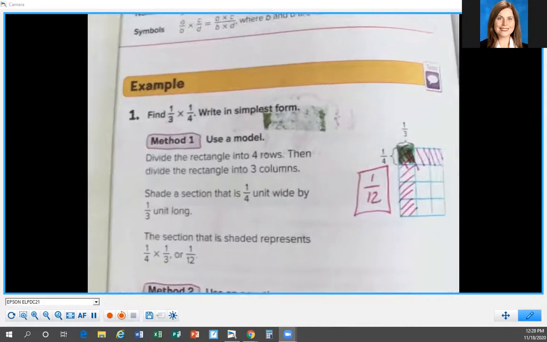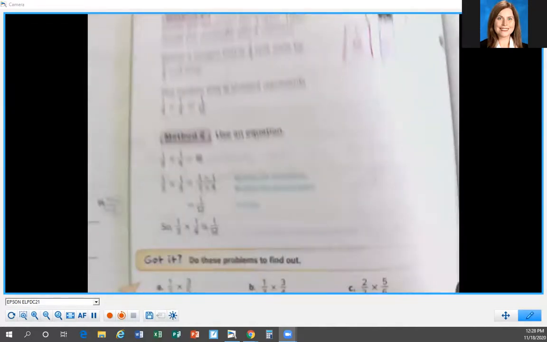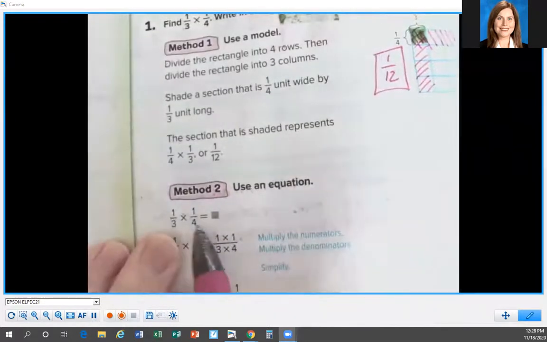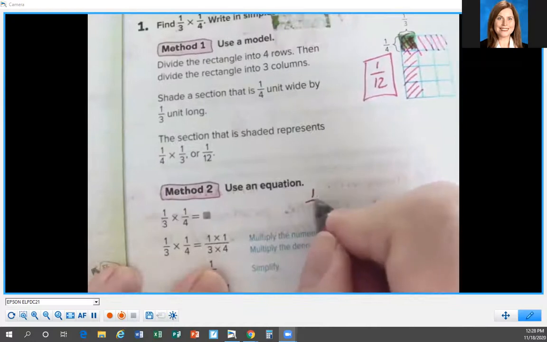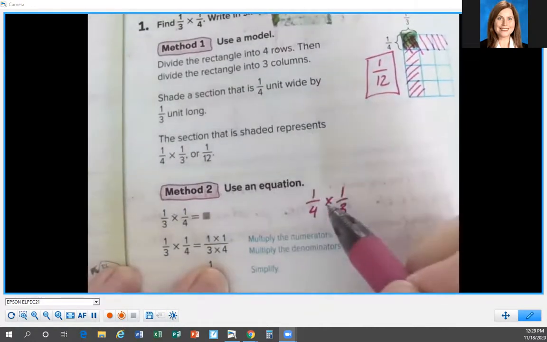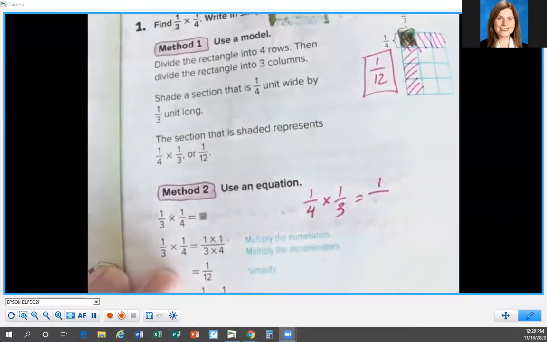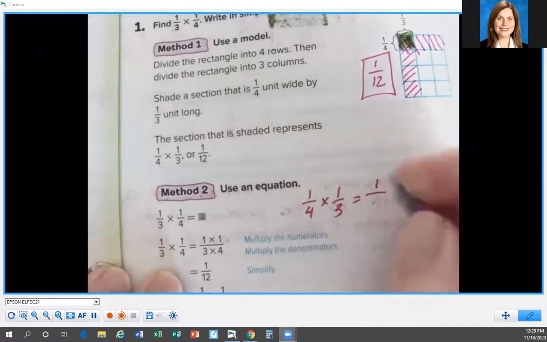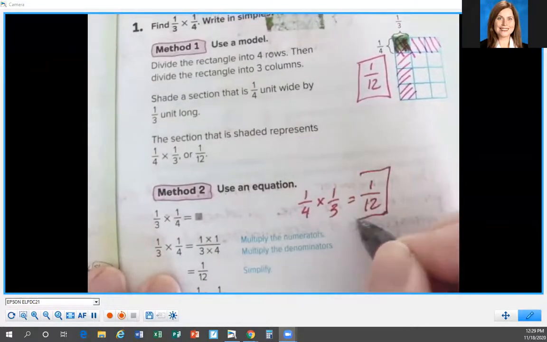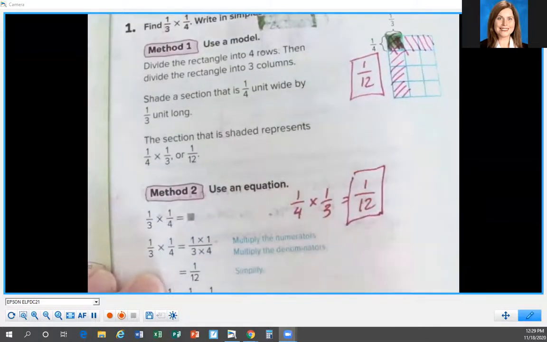Okay, method 2, we're just going to use the standard algorithm. So no physical models, no area models. We're just multiplying it. 1/4 times 1/3. Numerator times numerator is 1 times 1, which is 1. Denominator times denominator, 4 times 3, which is 12. Okay, so there's a visual model with the area model, and this is just the standard algorithm.